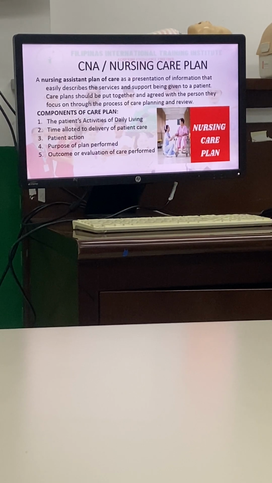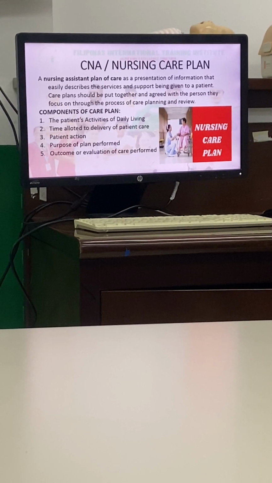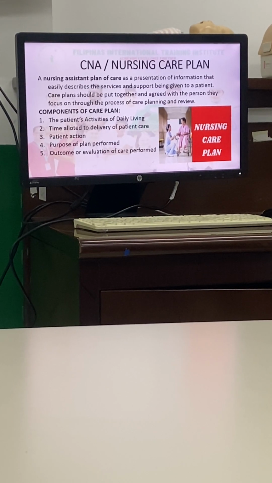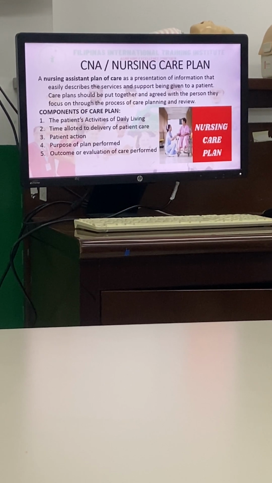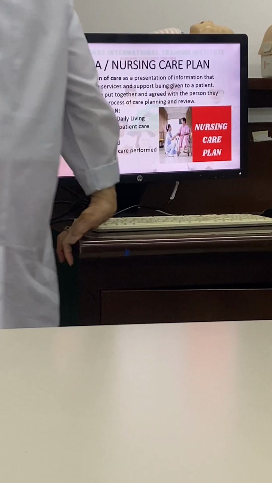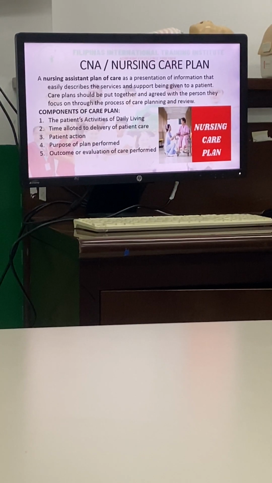So now, as a CNA, we have a nursing care plan. Our nursing care plan is the one that you have. Okay, so we are going to complete our exercise with the nursing care plan. Our basic function is our ADL, right? To perform, support and assist our nurses in the performance of our ADL. So the topics of our ADL are all what we have done in our practical.